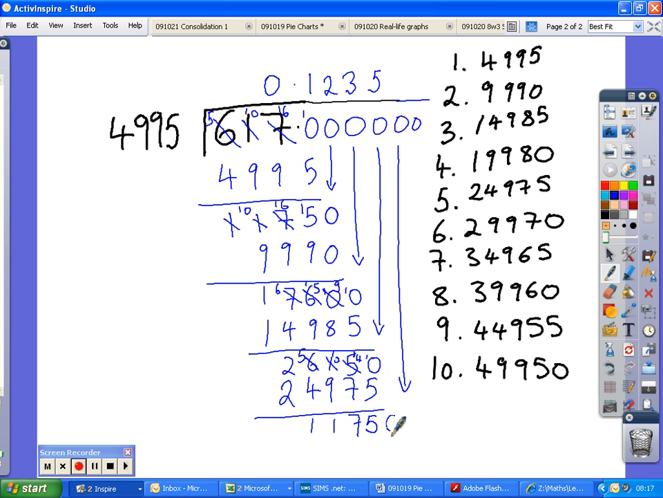which gives me 11,750. If I notice, 11,750 was what I had earlier. So I know I'm going to get a 2 again. And because I had it earlier, I'm going to go through the whole process again. Everything that I've done here is going to get repeated. So I'm going to end up with a 3 here, and a 5, and so on, and it's going to go on forever. So I've checked, and 617 divided by 4,995 is indeed 0.1235235235235 forever, i.e. 0.1235 recurring.